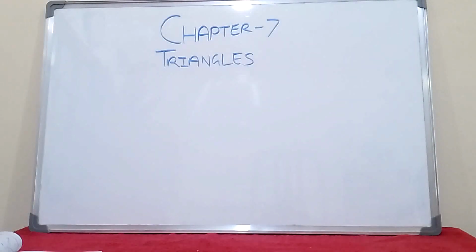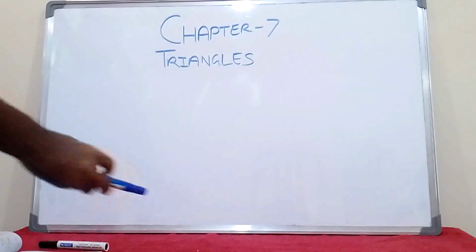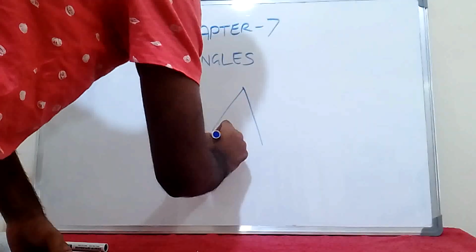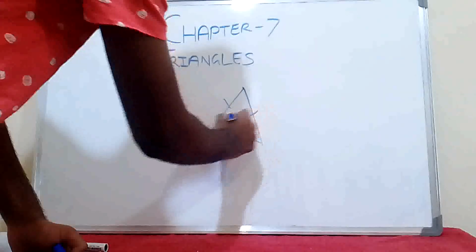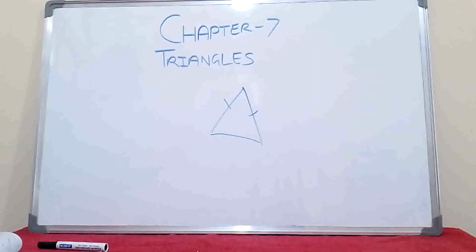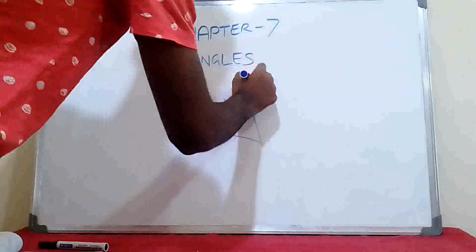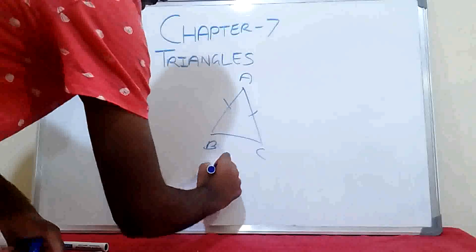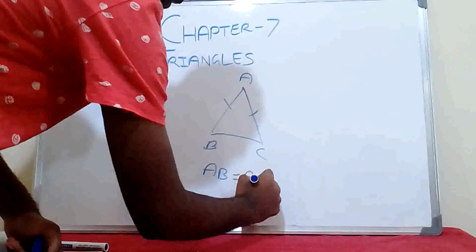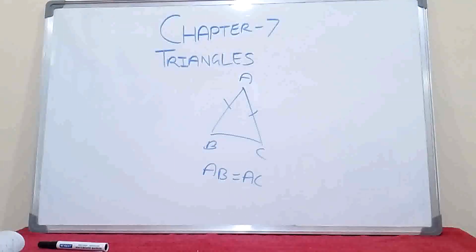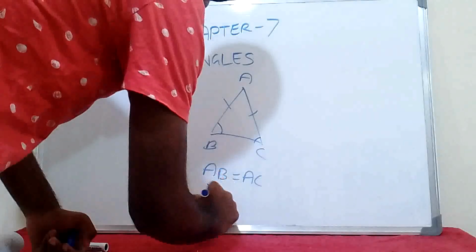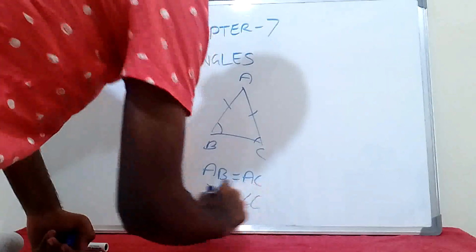Okay, let's move on now and see some of the features of an isosceles triangle. So what is an isosceles triangle? An isosceles triangle is a triangle in which two sides are equal, but the third side is not equal. So if we have triangle ABC, then it's an isosceles triangle if AB is equal to AC. Another feature of the isosceles triangle is that the base angles are equal, which means that angle B is equal to angle C.